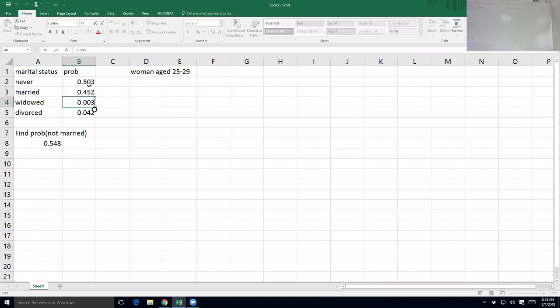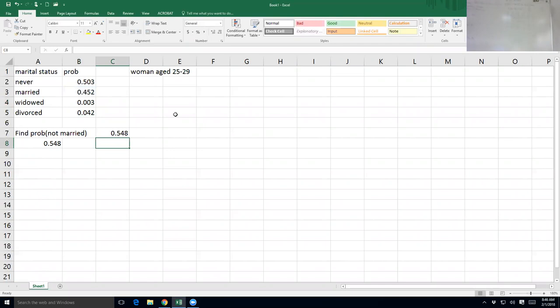Now, another way to figure this out is what we call the complement rule. Sometimes that's easier. The complement rule says the probability of an event equals 1 minus the probability of not the event. So rather than adding all three of them up, we could have said the probability that somebody is not married is simply 1 minus the probability that they are married, 0.452 in this case. Get the same answer. Which one's easier to figure out? Sometimes the complement rule can be much easier.